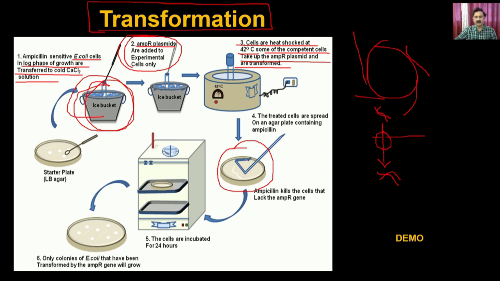For example, in this case, we are using ampicillin. Ampicillin is going to kill the cells which lack the ampicillin resistance gene, which means the cells which have not taken up the DNA, but it will allow the growth of those cells which have taken up the DNA. Then you incubate in an incubator at 37 degrees Celsius for 16 to 20 hours, and after that you are going to see the bacterial colonies on top of this particular plate.